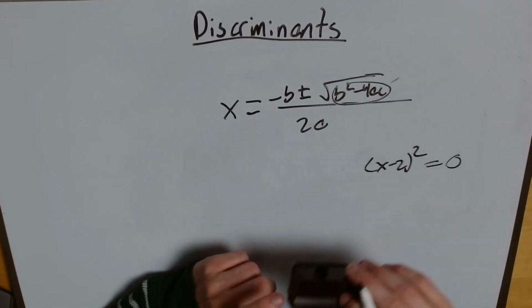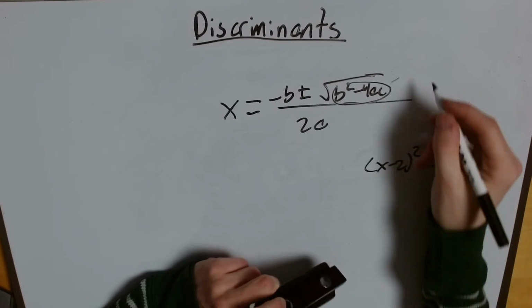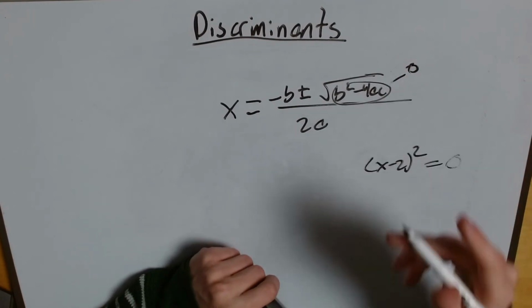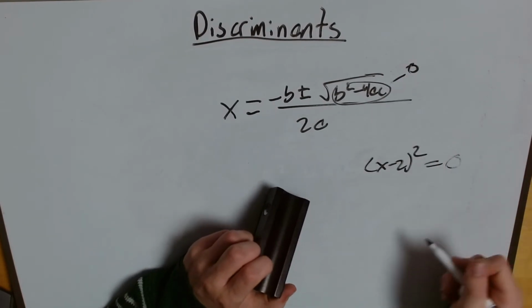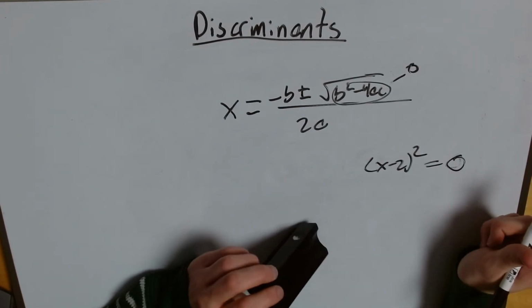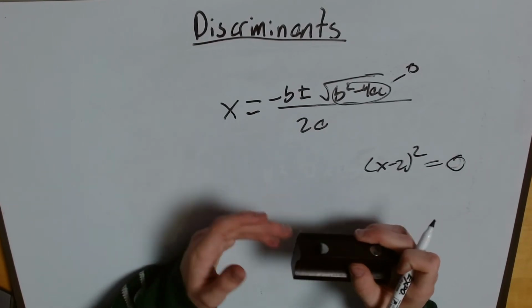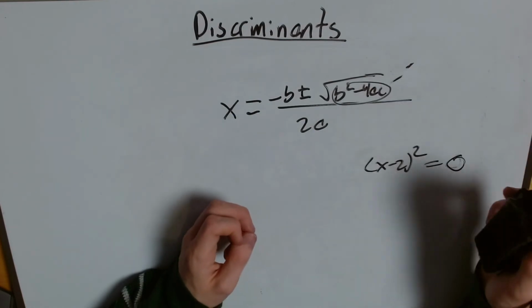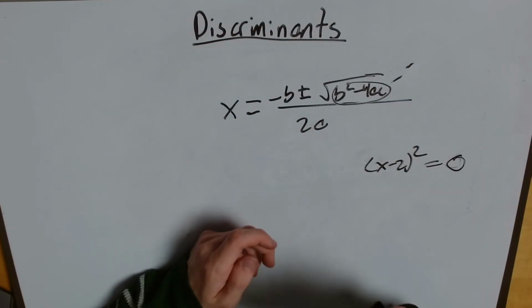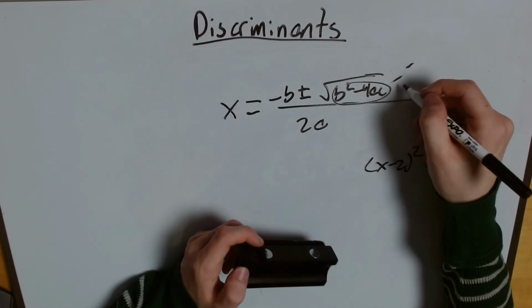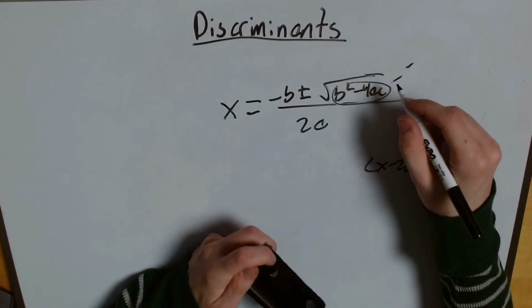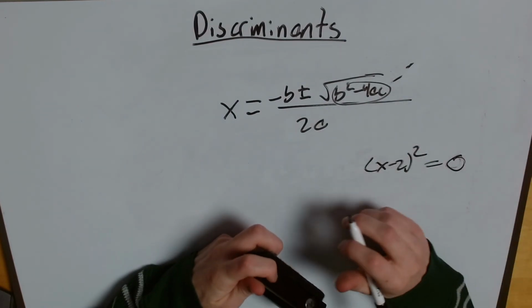So if this is 0, we have a double root, or a square. We have a single solution that is squared to get a quadratic. If this is greater than 0, we have real solutions. We can solve that quadratic. If this is less than 0, we have imaginary solutions or no real solutions.